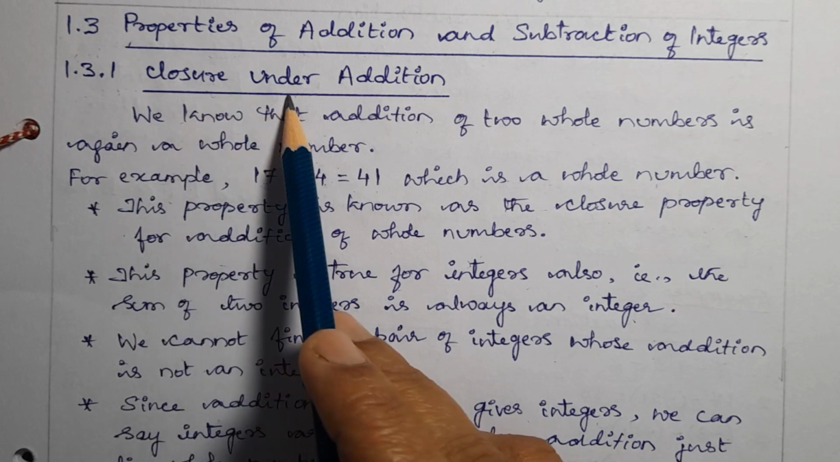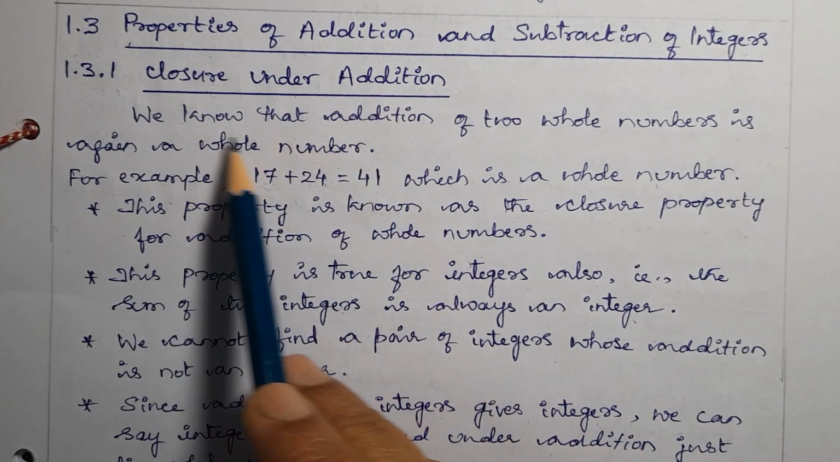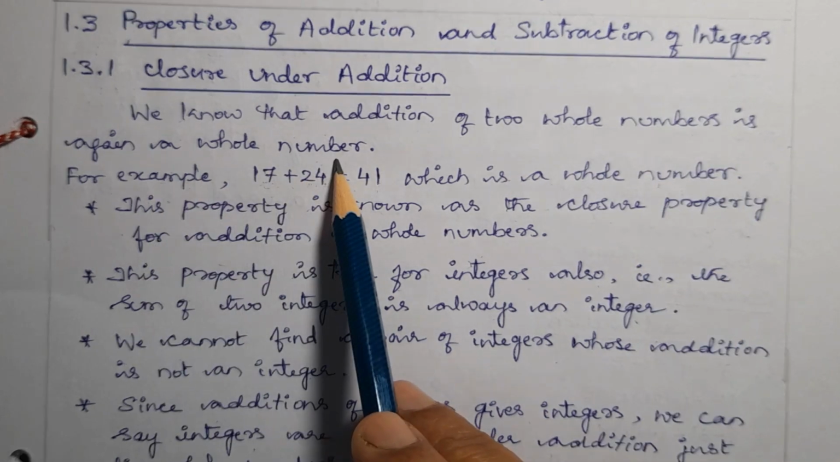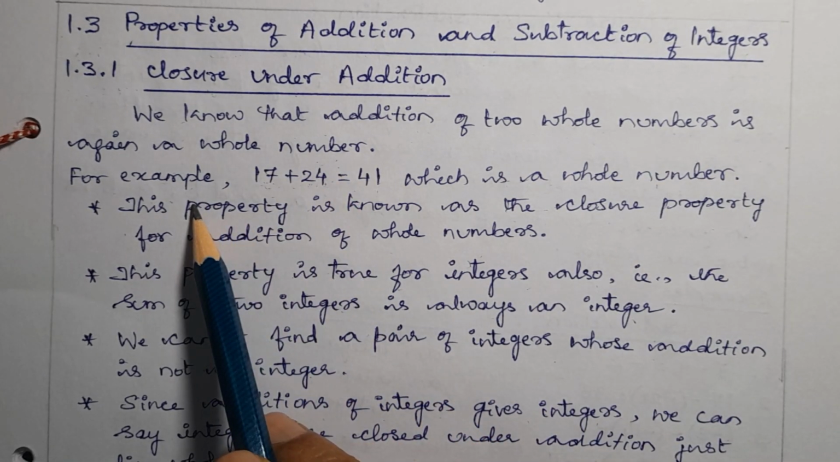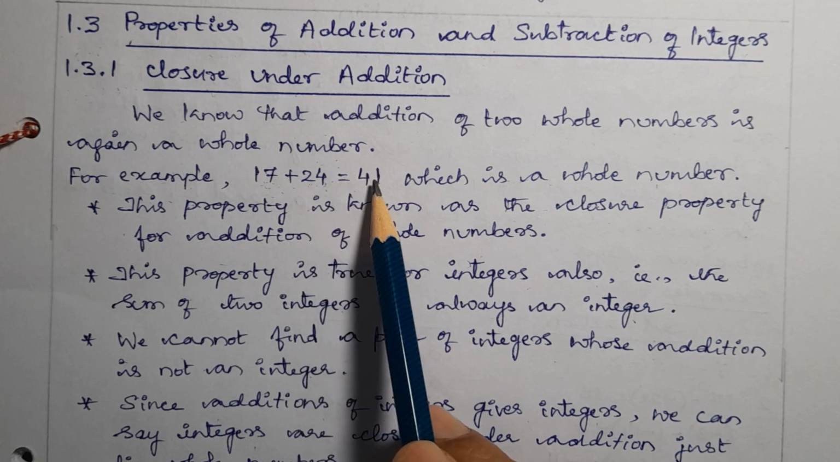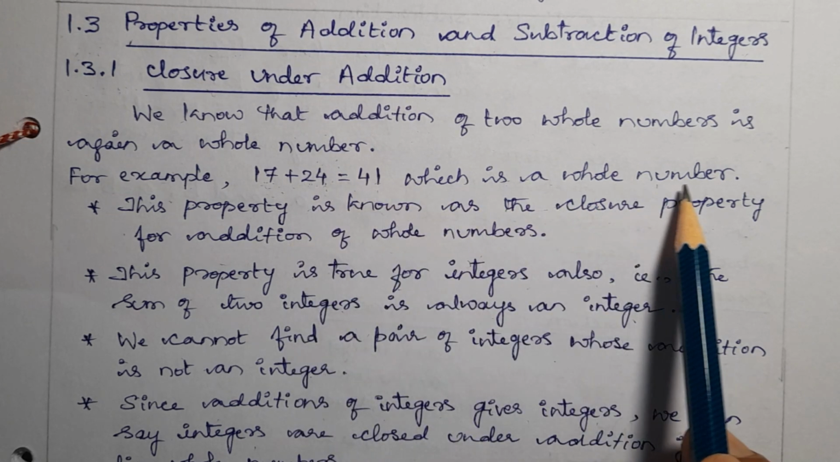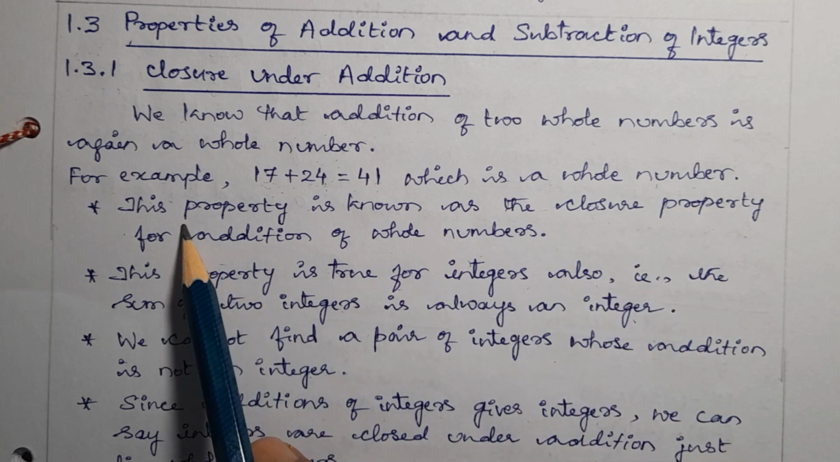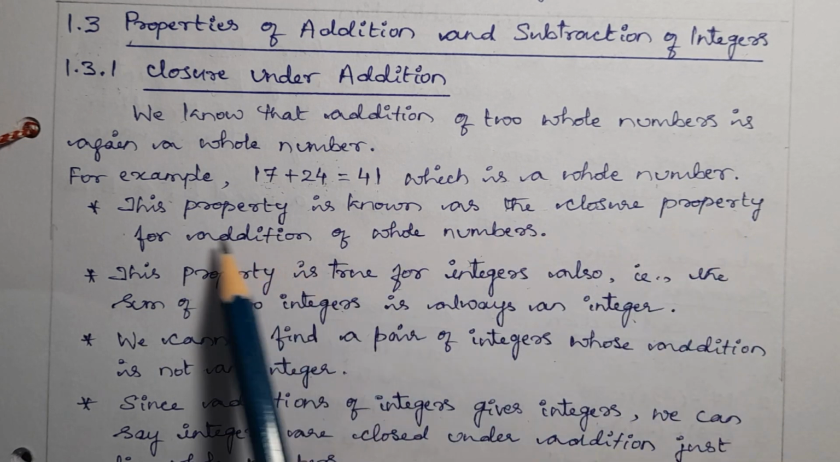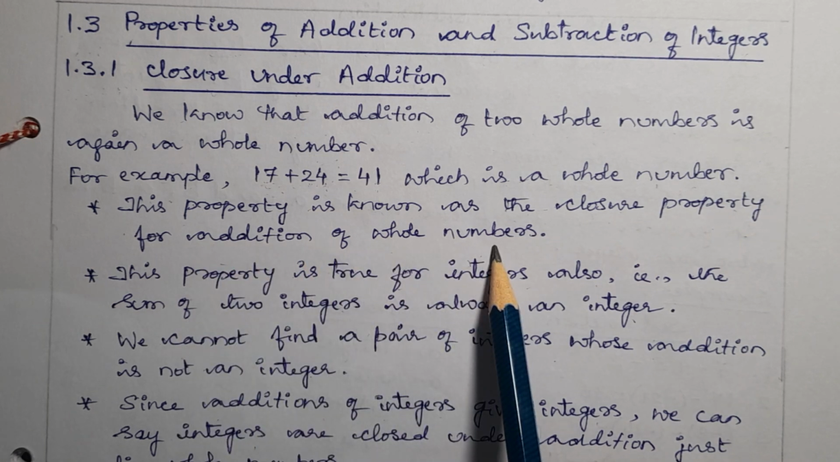1.3.1 Closure under addition. We know that the addition of two whole numbers is again a whole number. For example, 17 plus 24. 17 plus 4 is 21. 21 plus 20 is 41, which is a whole number. This property is known as the closure property for addition of whole numbers.